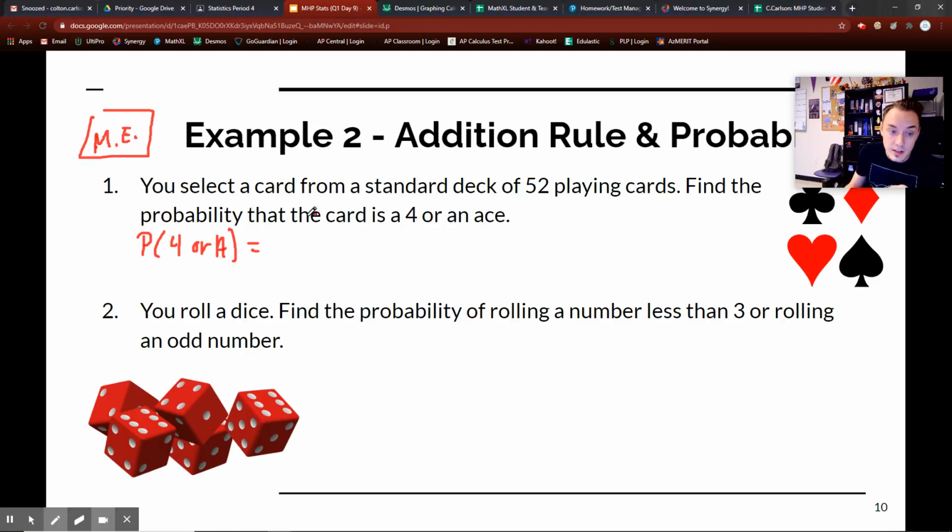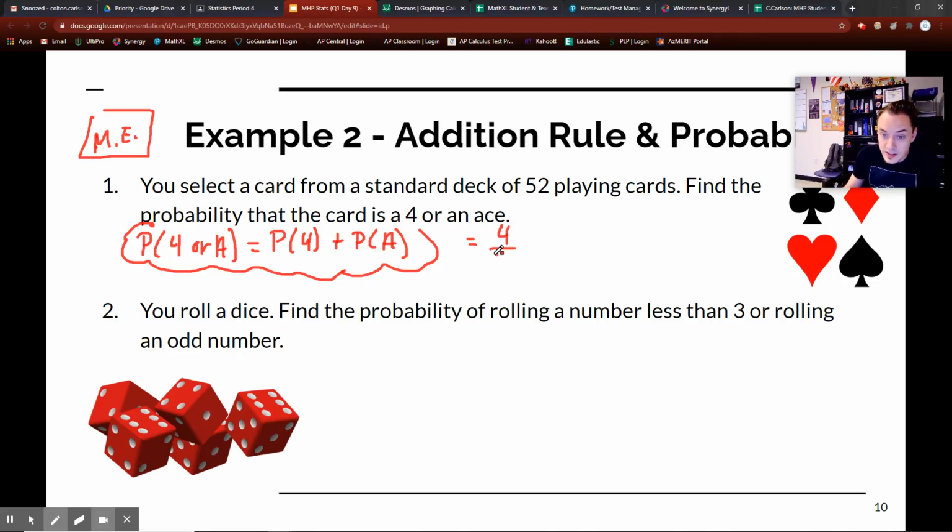Since it's mutually exclusive, I'm going to be using the following formula. Probability of a 4 or ace equals the probability of a 4 plus the probability of an ace. This is my formula. So what will this look like? What's the probability of a 4? I have 4 fours in the deck: clubs, diamonds, hearts, spades, out of 52 cards, and then plus I have 4 aces as well. Again, clubs, diamonds, hearts, spades.